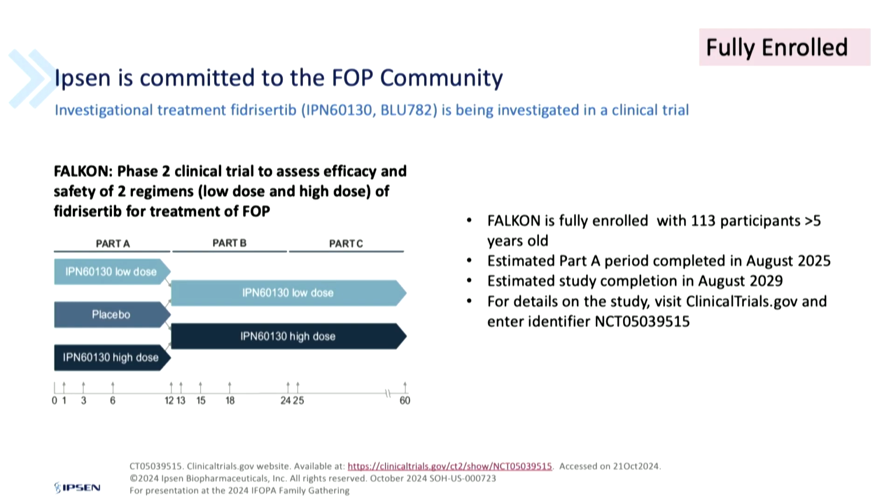There are 113 participants at ages 5 and above. And the goal is that the Part A period should end in probably August of 2025 and study completion in August of 2029. And this is the NCT number if you want to go and look at clinicaltrials.gov. So this one is fully enrolled. The other medication is rapamycin.